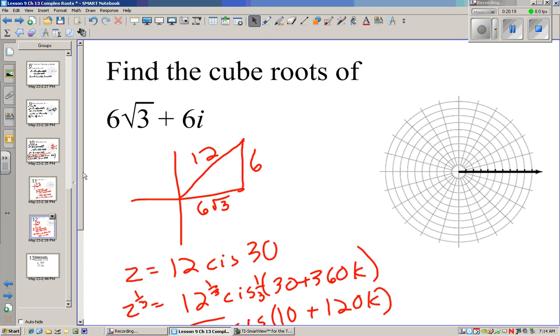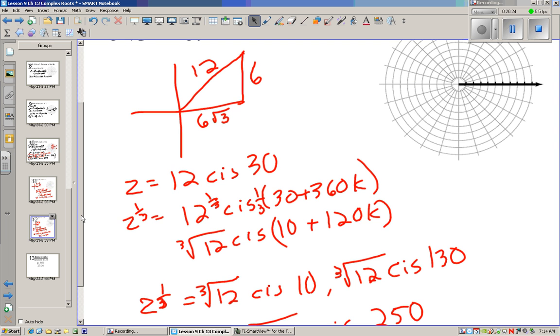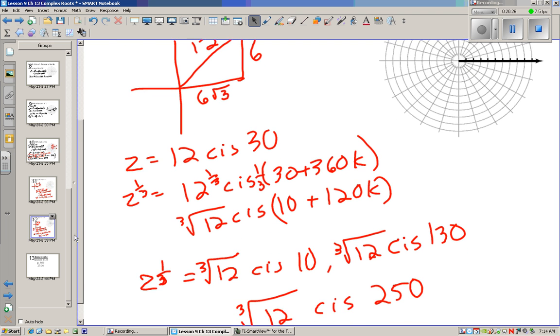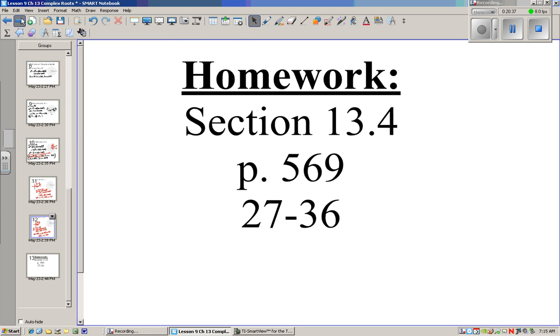The next problem, if I page down a little bit, the cube root of 12 cis 10, the cube root of cis 130, and the cube root of cis 250. So this is your homework for tonight.